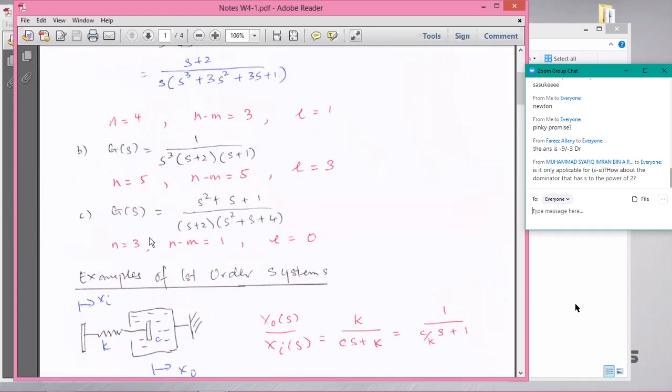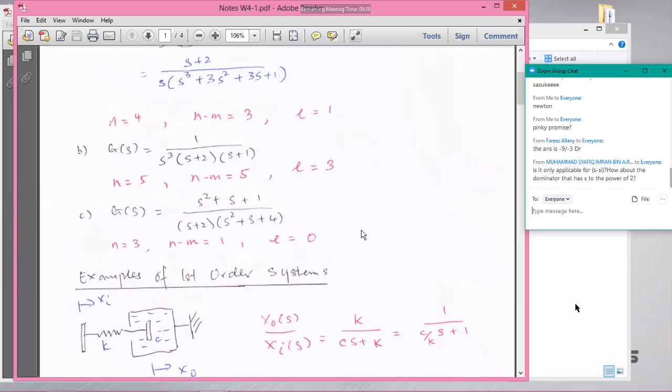And the last transfer function here. The order is 3rd order. The highest power of S in the denominator is 3. Rank is 1, which is 3 minus 2. 2 is the highest power of S in the numerator. And then it is a class or type 0. There is no single S, you cannot factor out S out of this polynomial. Therefore, your type is type 0.